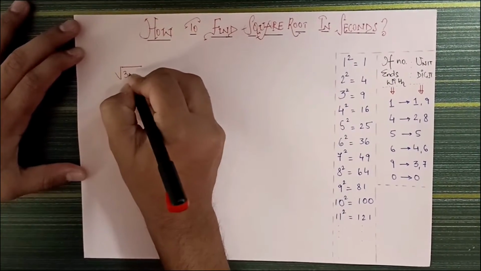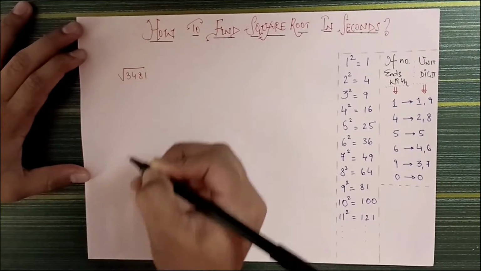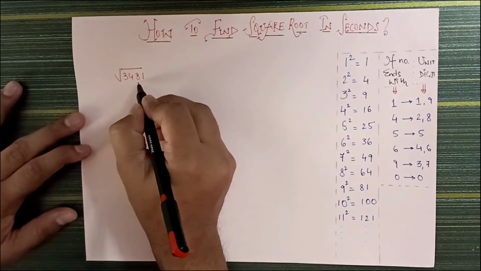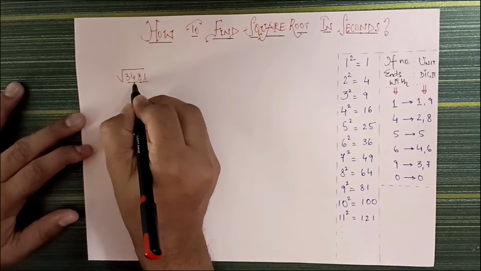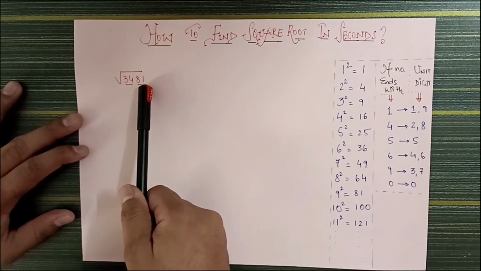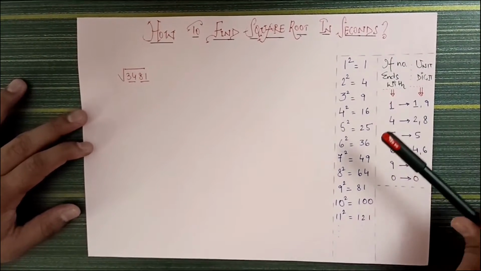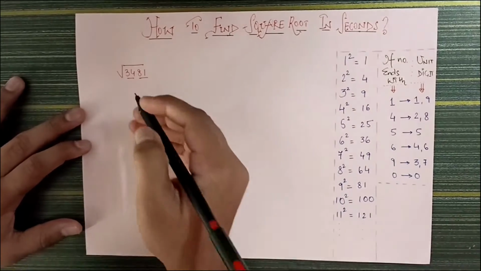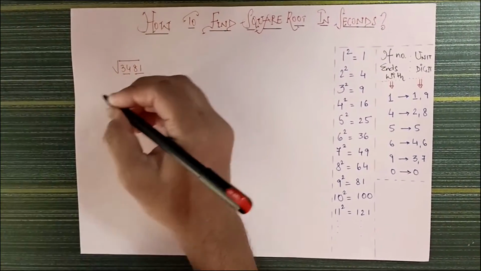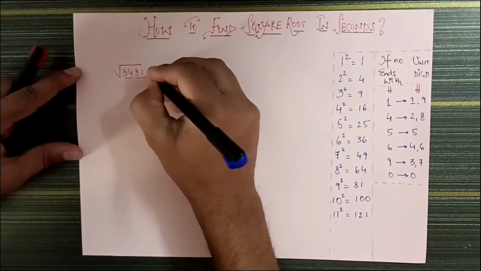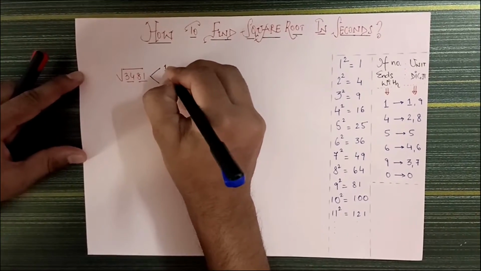Let's start with finding the square root of 3481. Over here we have to divide the given number in two parts. The last two digits of any number have to be considered as a single part. Over here, as we can see, the number ends with 1. Hence, we can say that the unit digit of this square root has to be either 1 or 9.